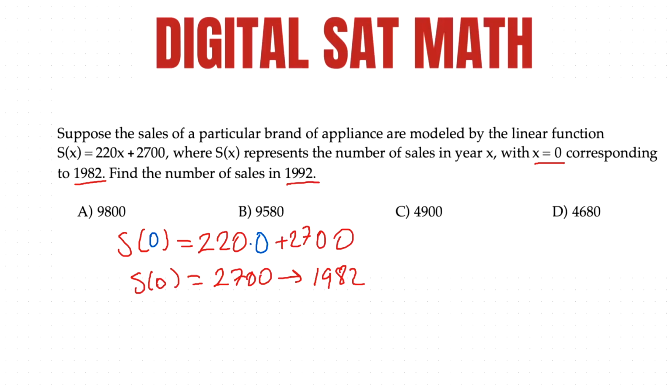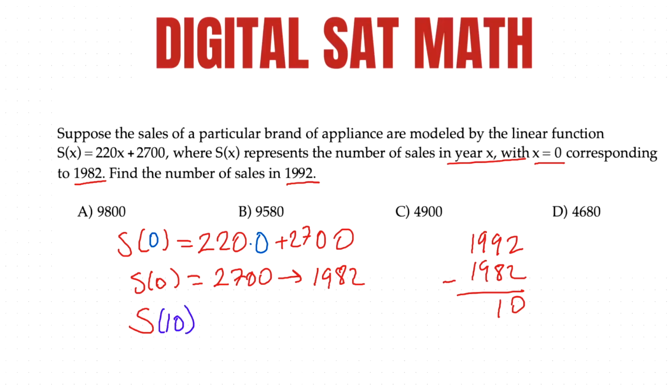So what do you think? Which x value am I going to use? In this case, x is the number of years, which means the difference between 1992 and 1982, which is 10. So now we're looking for the value of S of 10.